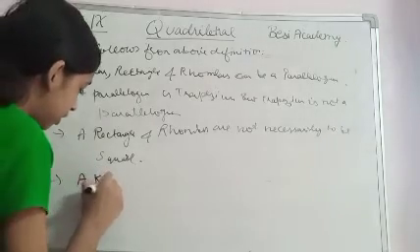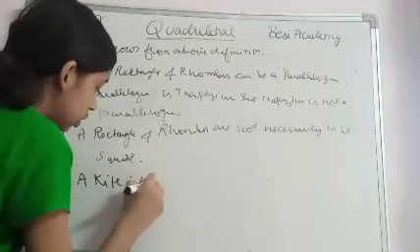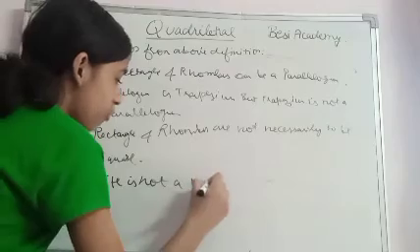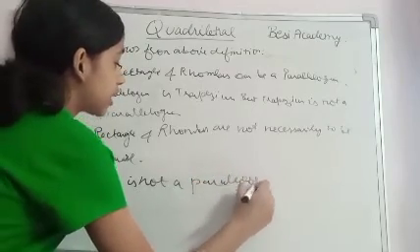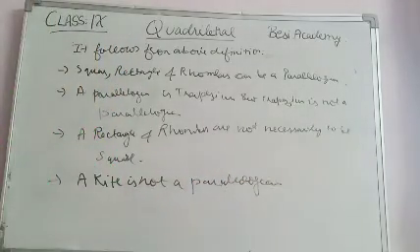A kite is not a parallelogram. It's a most important thing that a kite is not a parallelogram. A kite could not be a parallelogram, but a parallelogram can be a kite if its adjacent sides are equal and parallel to each other.